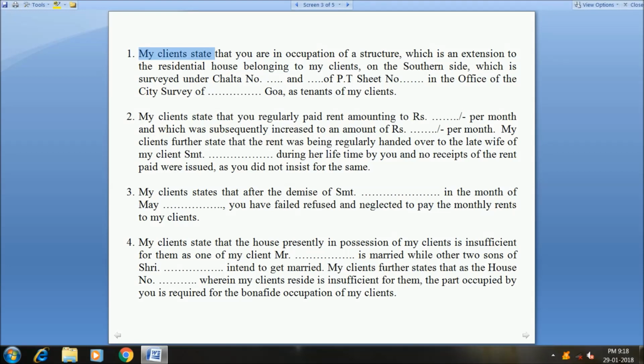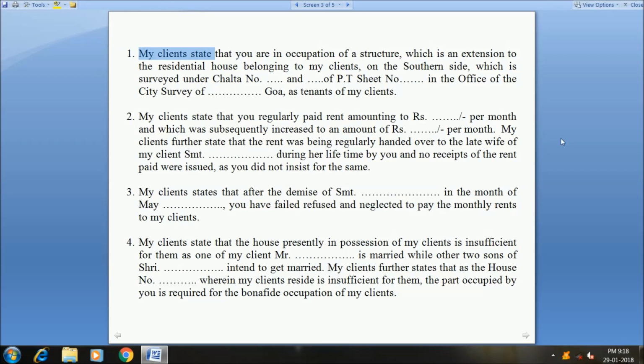So now I will not go through the contents of the notice. If you guys wish to see how the notice is drafted, then you can pause and go through the language that has been used in the notice. But essentially, what you have to keep in mind is that you have to always prefix your statement by saying that you are stating whatever you are stating in the notice as per the instructions of your client.